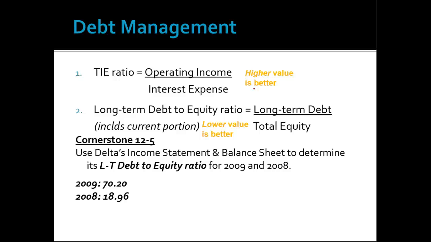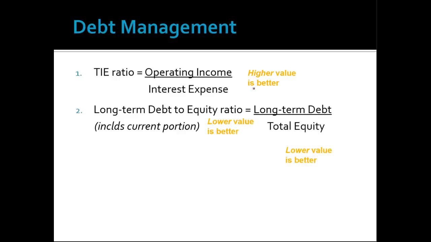Now, in 2008, it had approximately 19 times debt to equity. For Delta, did it get better in terms of its long-term debt to equity ratio from 2008 to 2009, or did it get worse? Well, you see there in the yellow that a lower value is better for a ratio like this. I would rather have a little less debt compared to my equity, and it turns out that Delta definitely got worse from 2008 to 2009.